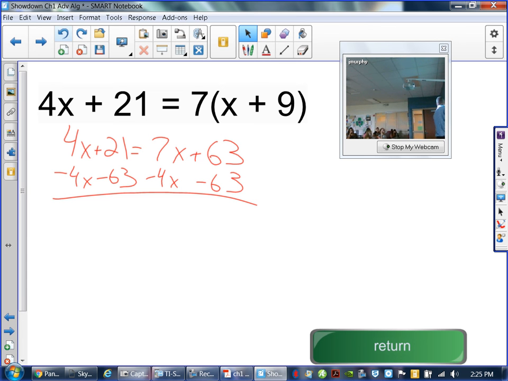So with any luck then we get 3x, and then the other side is going to be negative 42. You're subtracting 63. My handwriting's awful left-handed, but I'm trying. And then what do you do? Divide it and you get negative 14.